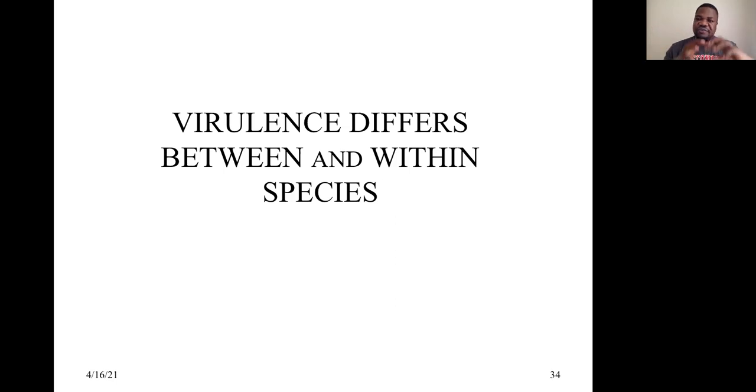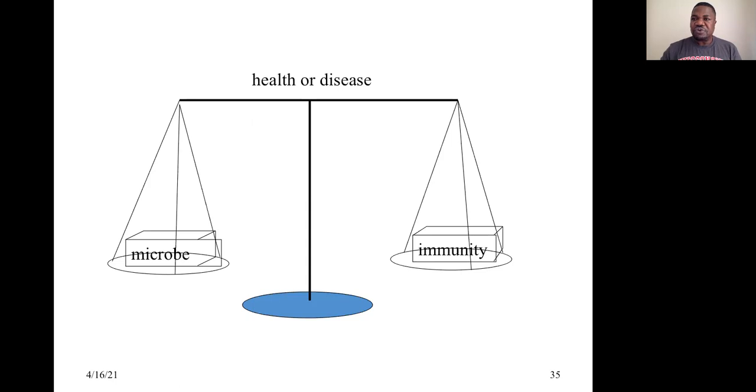So virulence differs between and within species, even within the same species. Let's say you have the genus Staphylococcus, then you have different species: Staphylococcus aureus, Staphylococcus epidermidis, Staphylococcus saprophyticus. Even within the same species, those microorganisms can have different virulence factors. That aggressiveness of pathogens, their virulence factors, makes the whole difference in whether you are going to develop a disease or not.